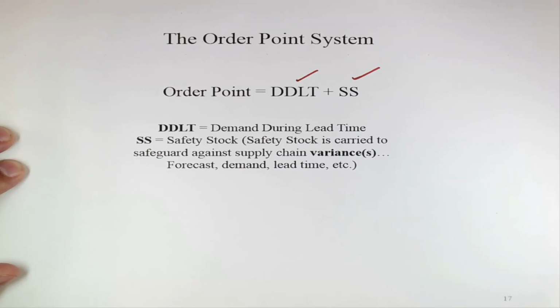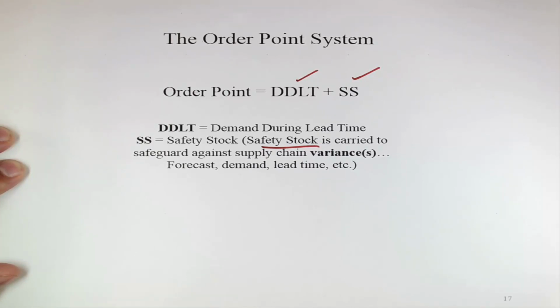Safety stock, and we spoke of this a moment ago, but to elaborate just a bit, safety stock is carried to safeguard against supply chain variance. It's additional inventory on top of the normal inventory that we carry, and it's driven by supply chain variance.